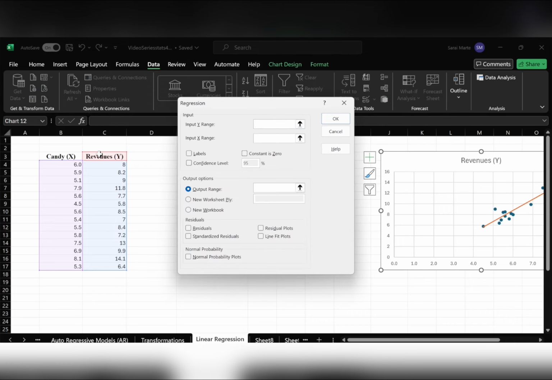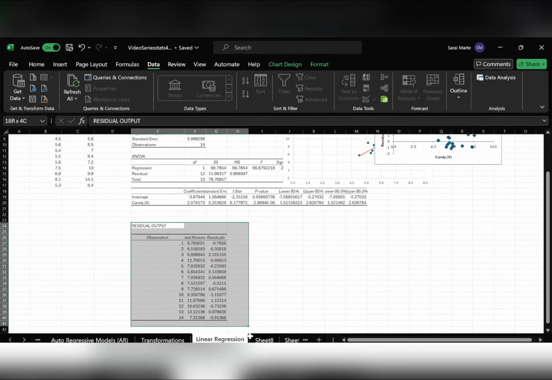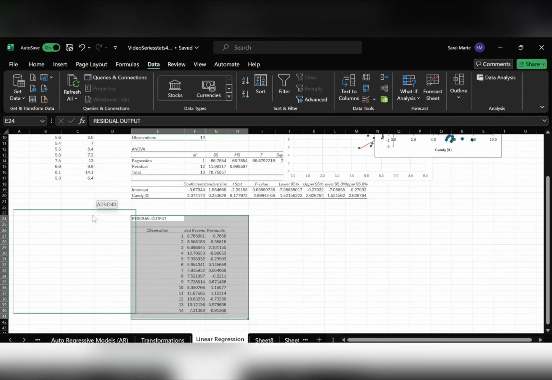For your Y range, just highlight your Y values, including your label. Same thing with the X, and check labels because you included your labels. Output range is where you want the summary output to be placed. I'm just going to click on this cell, and then click on residuals and residual plots, and I'll explain that in a second. Just click OK. And then we have this stuff over here. I'm just going to move it over here.